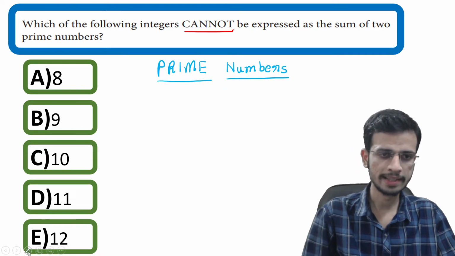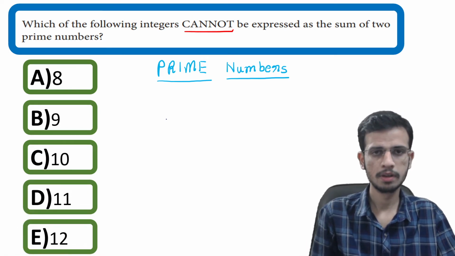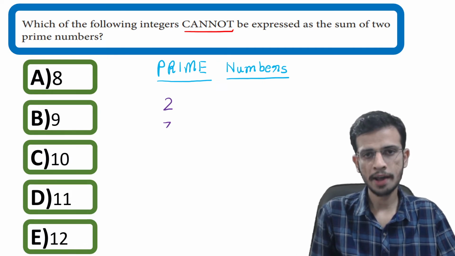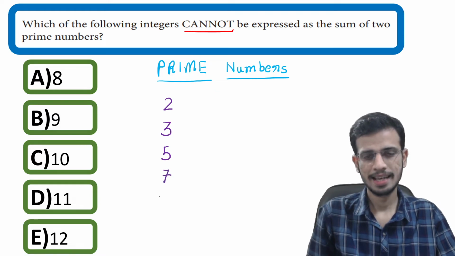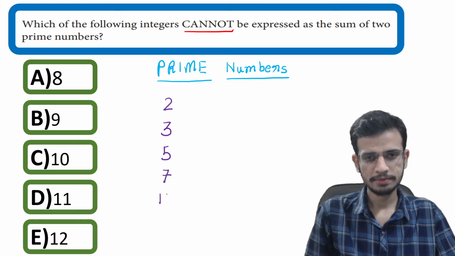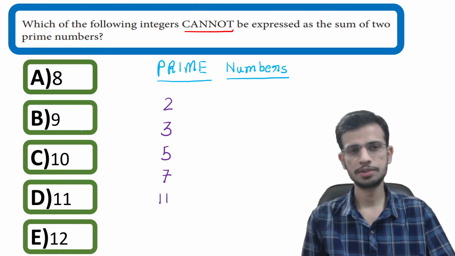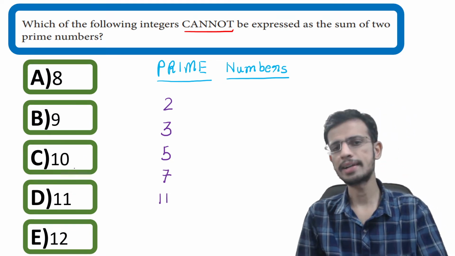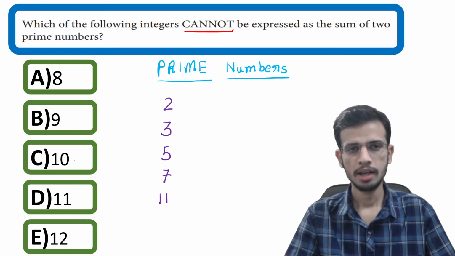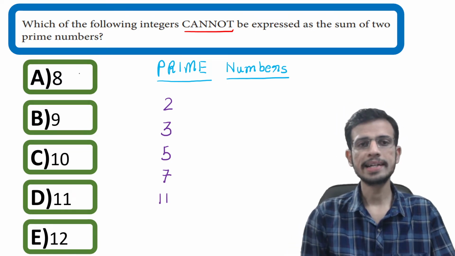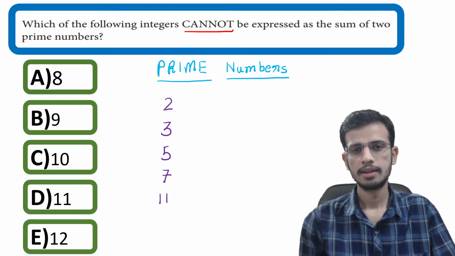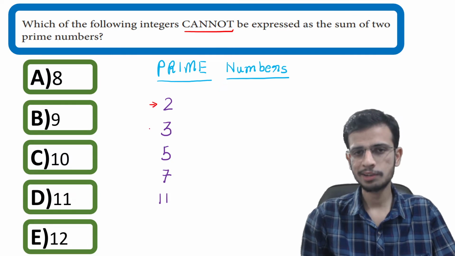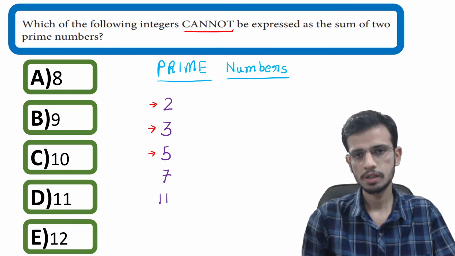So 2, then 3, then 5, 7, 11. I won't be writing 13 because the options you were given go up to 12, so there is no meaning of writing 13. So if you want to write 8, then you can write 3 plus 5 is equal to 8.